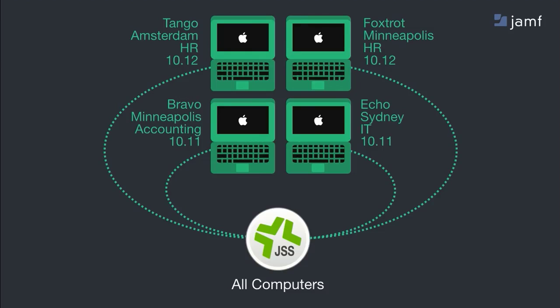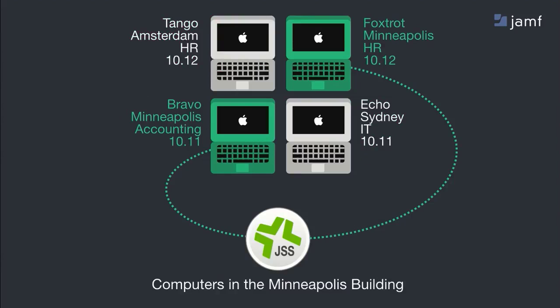In this image, we have 4 computers in our fleet. By targeting all of the computers, all 4 computers will receive our management task. In this instance, we're targeting computers only in the Minneapolis building. Because Foxtrot and Bravo are in Minneapolis, they will receive the management task, whereas Tango and Echo will not because they're in Amsterdam and Sydney.